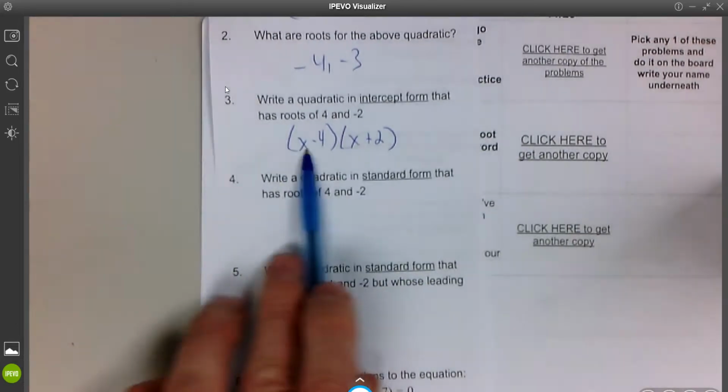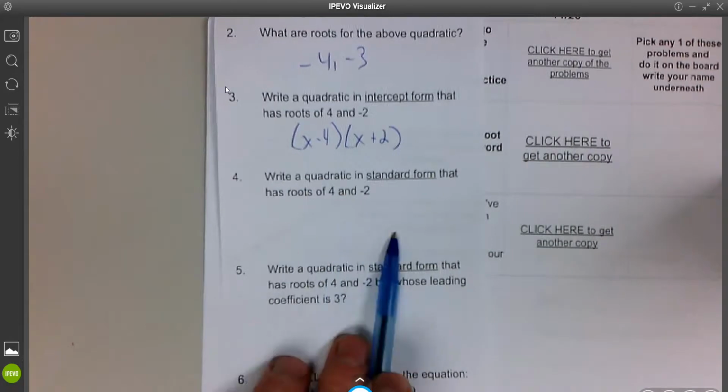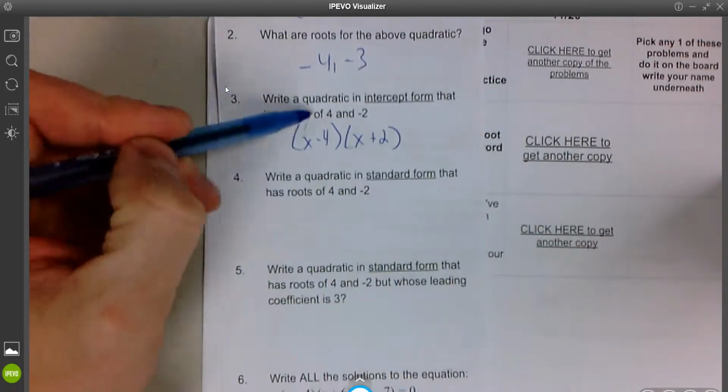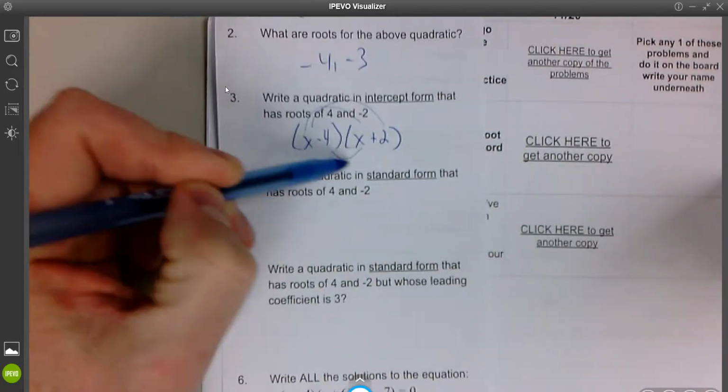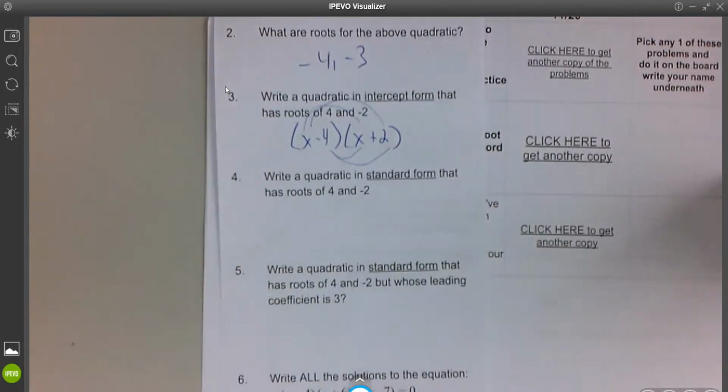So here's intercept form. We want to know what it looks like in standard form. You know what you need to do? You need to multiply them. First, outer, inner, last. You need to FOIL, and that will be your answer for that one.